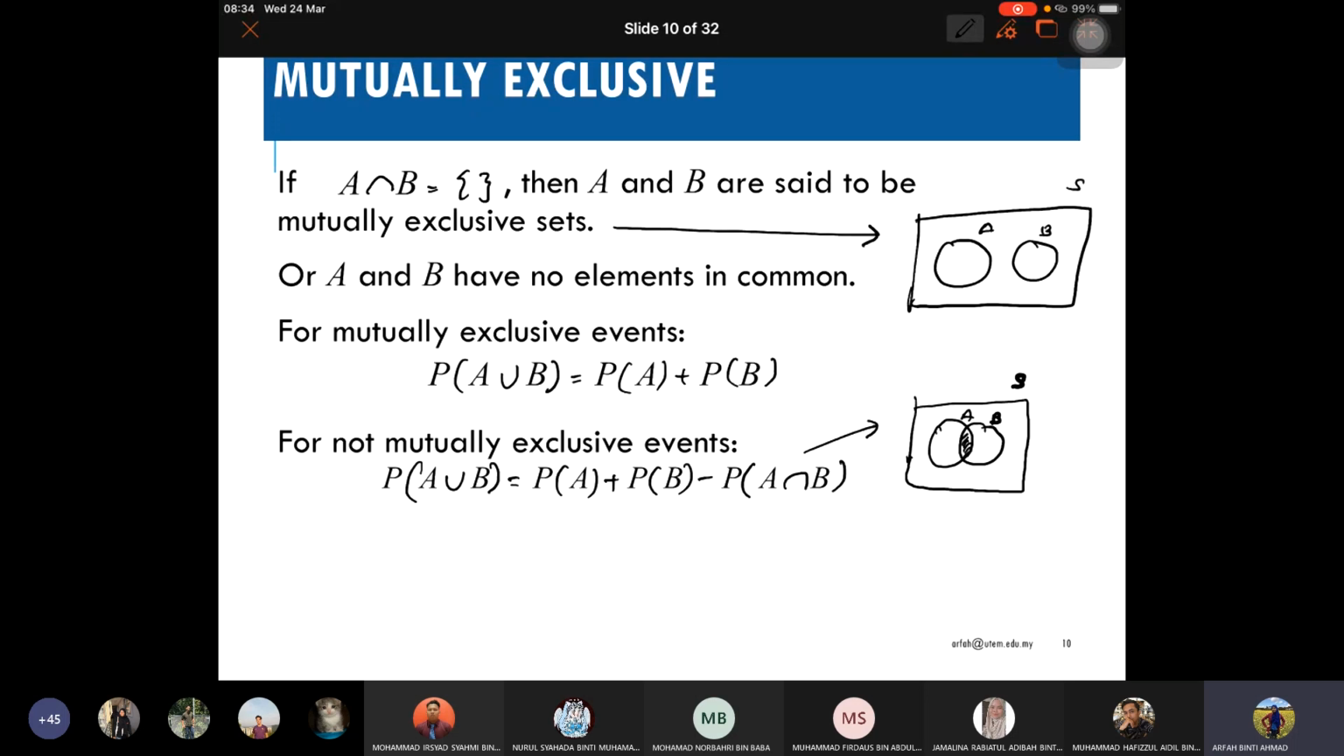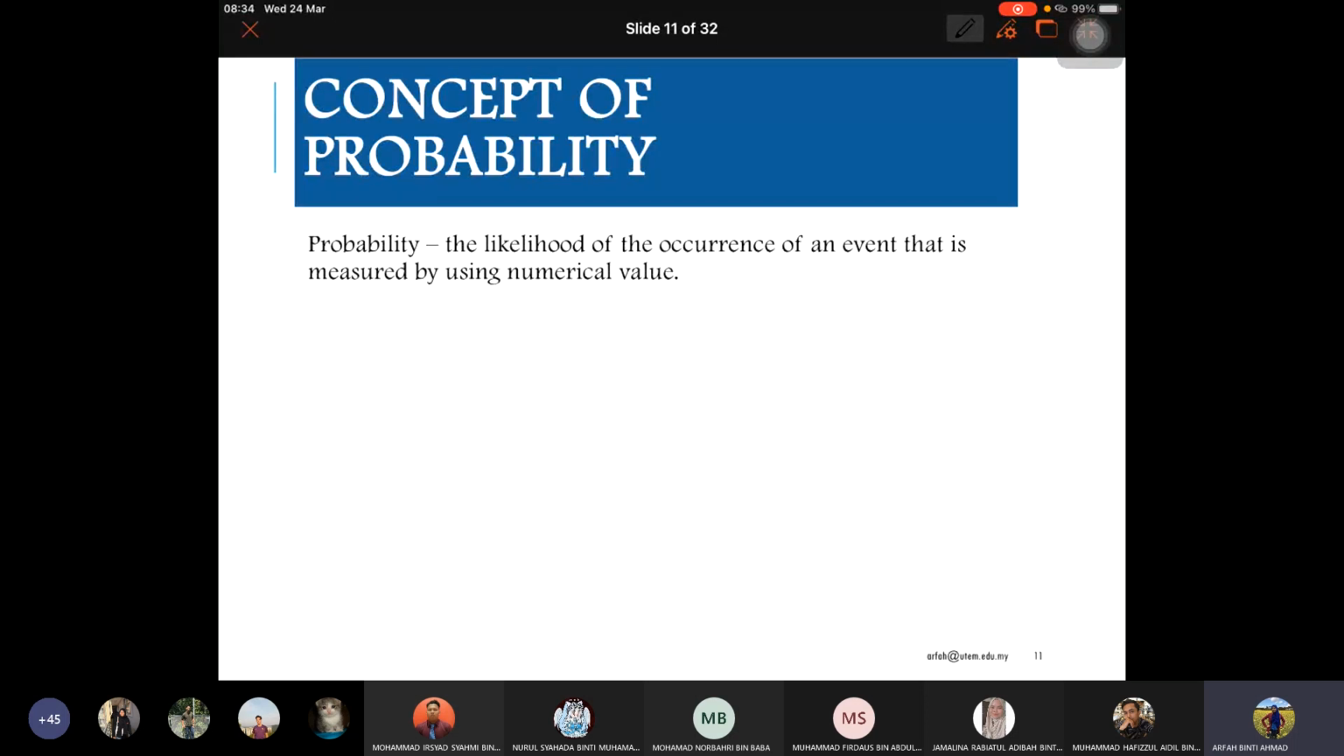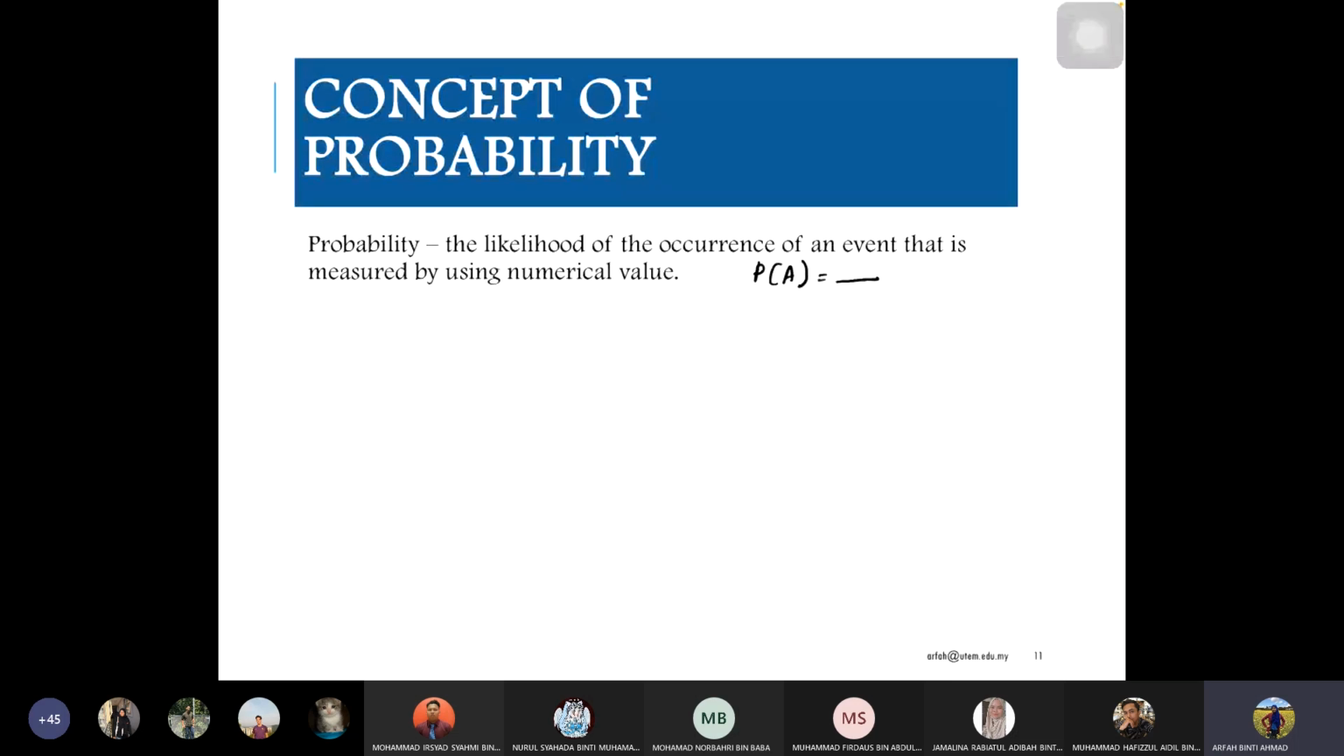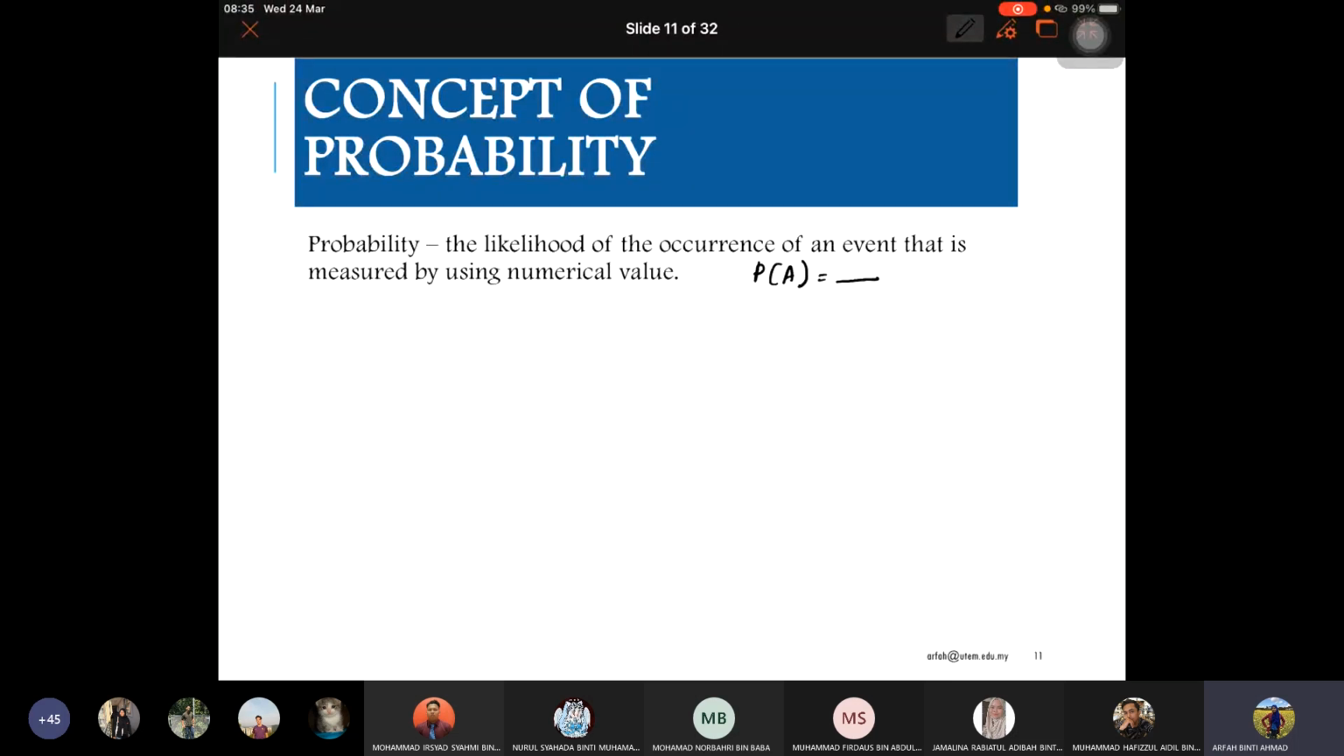Concept of probability, the very basic concept of probability. Okay. So, kita tengok the next one, concept of probability. Macam mana nak kira kebarangkalian sesuatu peristiwa. So, PA. Kalau ada P dekat depan tu maksudnya kita dah kira dia punya kebarangkalian. Okay. So, probability is the likelihood of the occurrence of an event that is measured by using the numerical value. So, it takes only the value between 0 and 1. Okay. So, nilai dia antara 0 dan 1.